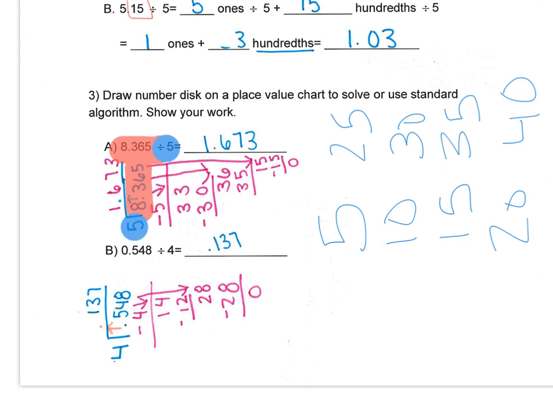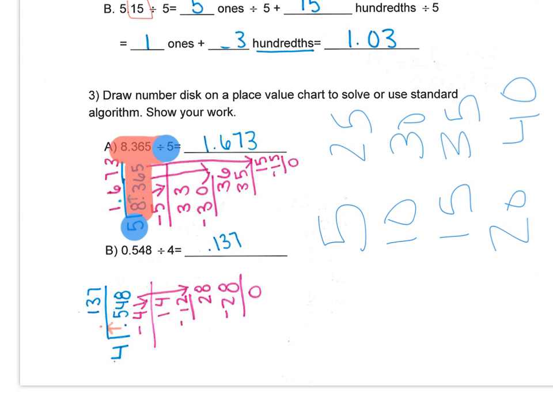Bring down your 6. How many times can 5 go into 36? Look over here again. Ooh, right here. Can't go to 40 because that's over. So how many does it take me? It takes me 7 times to get to 35. 7 times 5 is 35. Subtract. And then 36 minus 35 is 1. Bring down the last digit. And it's a 15.